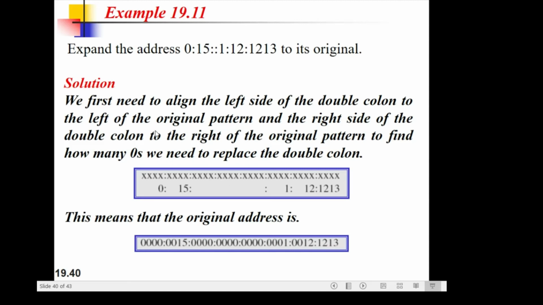So first you need to know the original pattern of the IPv6. Transform based on this, so you just add 0 to the missing positions. Based on this address, this is the original address of this IP address. So supposedly you should know how to expand and how to simplify.